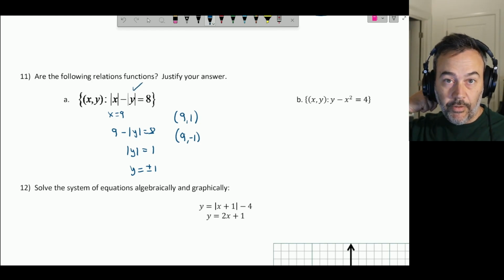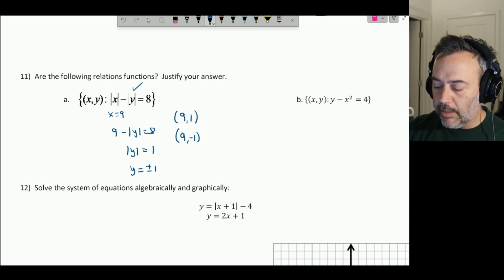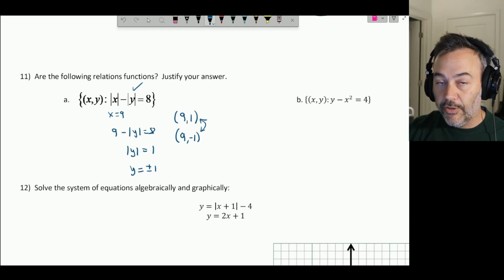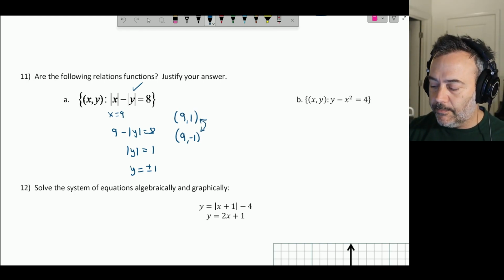A challenge might be for you to try and graph that. It's a good practice problem, and show that these 2 points are on the graph, and show that it does not pass the vertical line test.